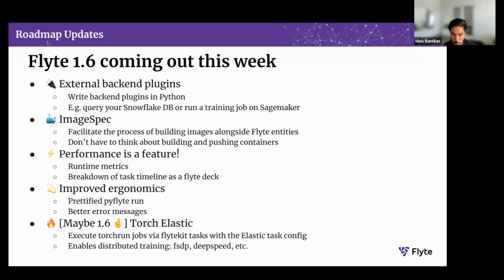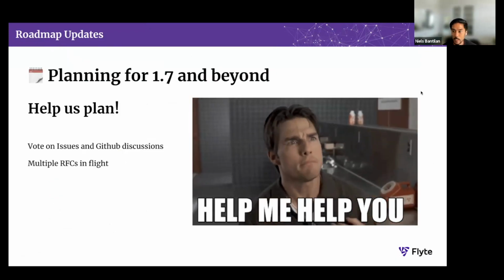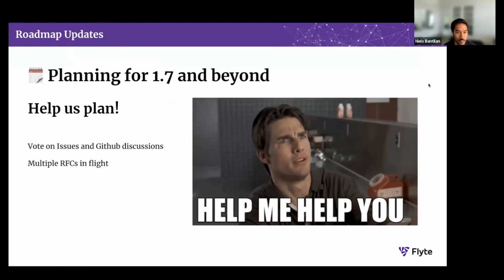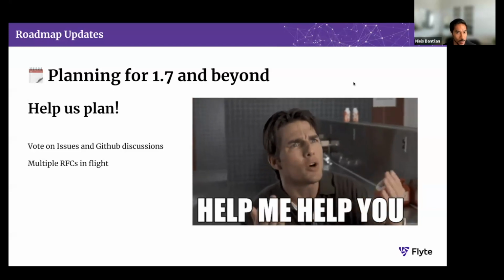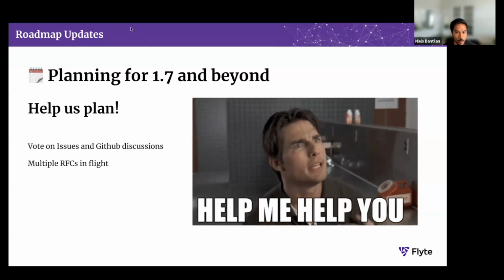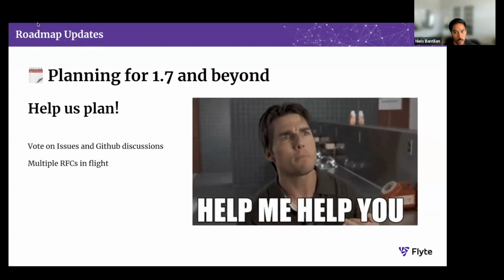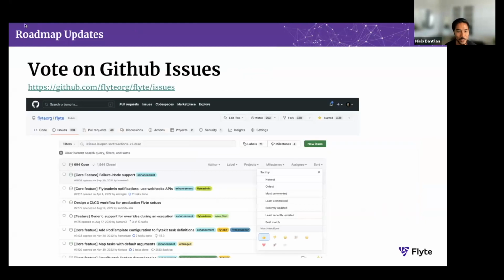Moving on, we are always trying to improve our governance and processes for informing our roadmap. So for planning 1.7 and beyond, this is more of a call to action. If you go to the next slide, some concrete things that you can do.